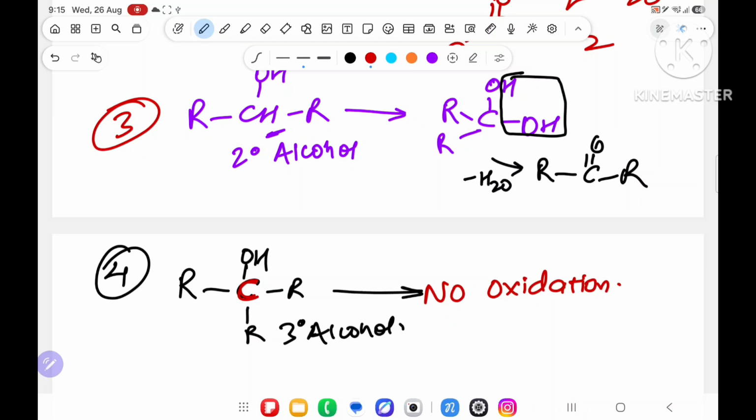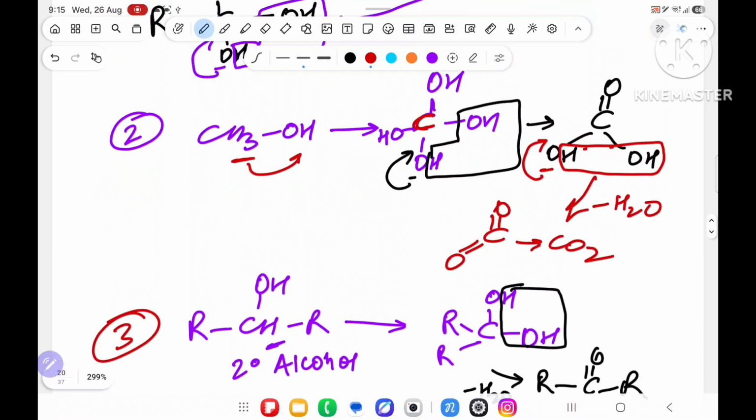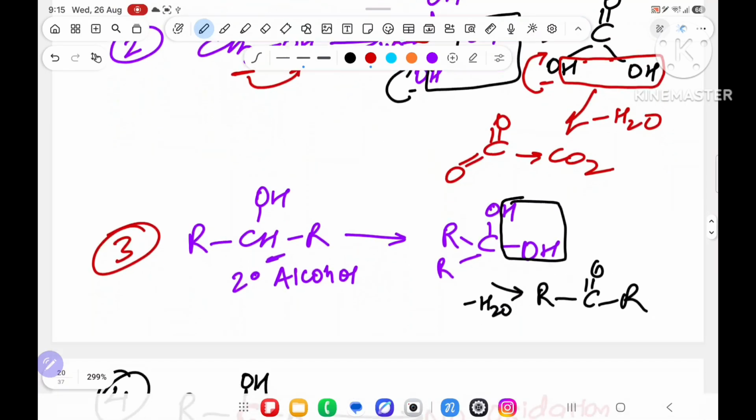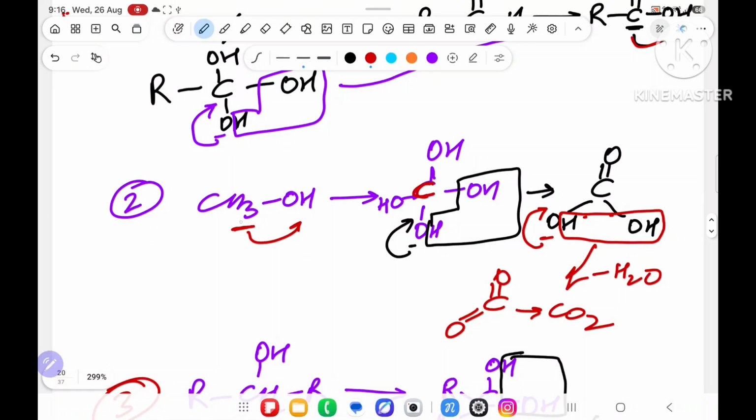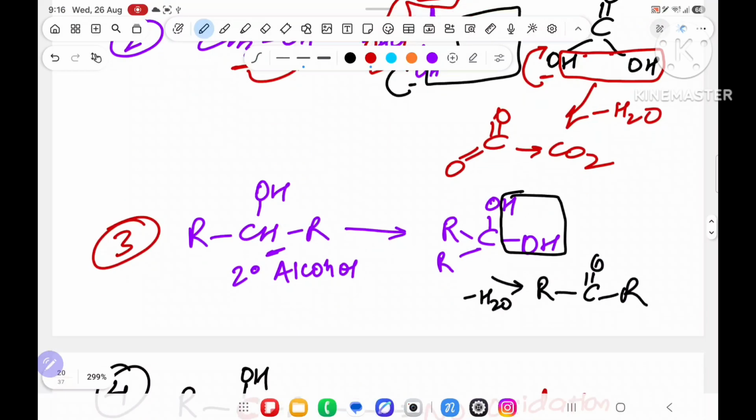If 1 hydrogen, OH, C double bond O will come. 2 hydrogen, 3 OH... H2O will go, C double bond OH will come, like that. And if more than that, understood the logic. 2 hydrogen, 2 OH: 1 OH will go outside as water and the remaining will be carboxylic acid. Over here, 3 hydrogen, 3 OH: 1 water from here, 1 water from here, and it will become carbon dioxide.